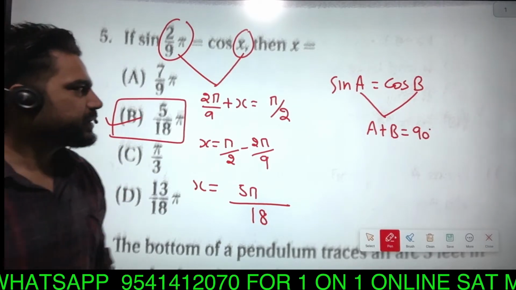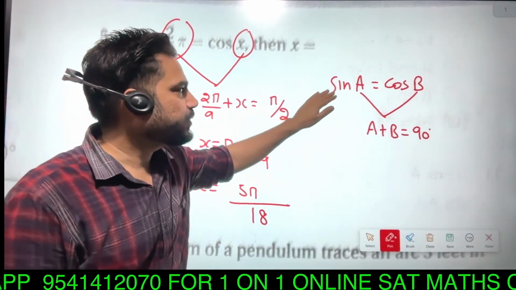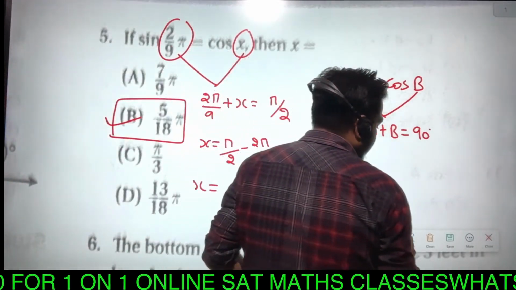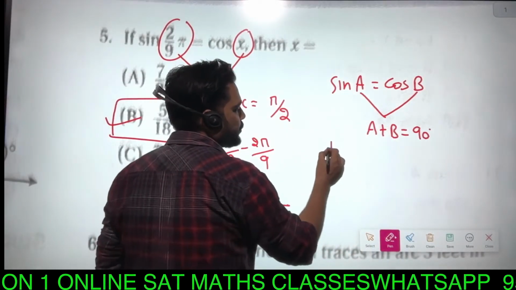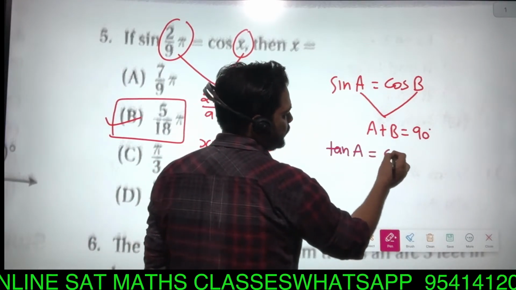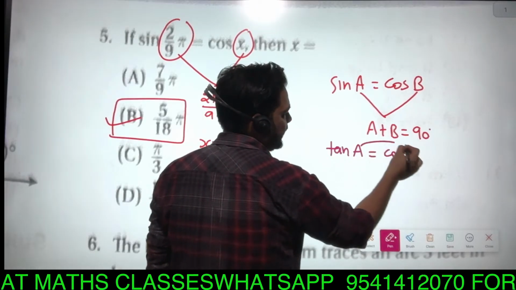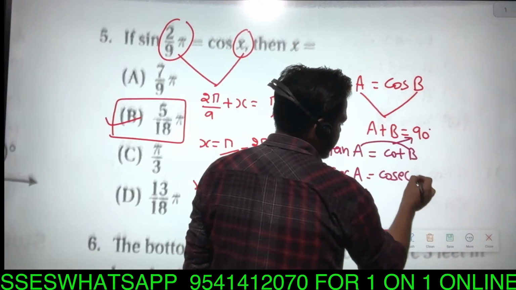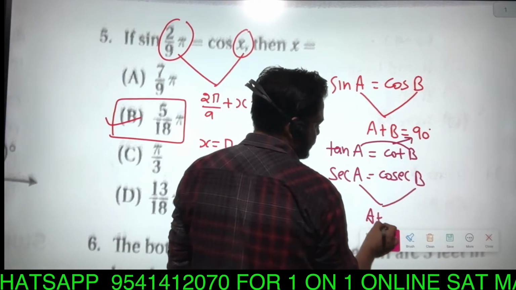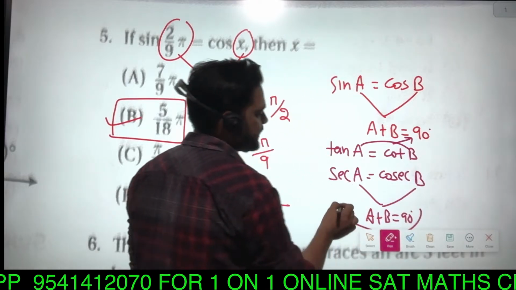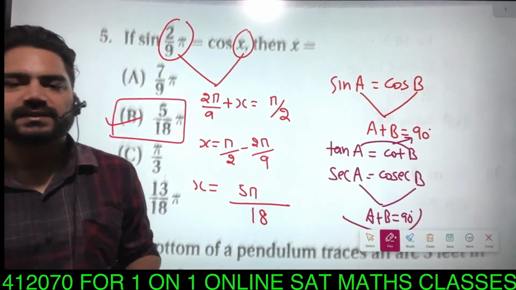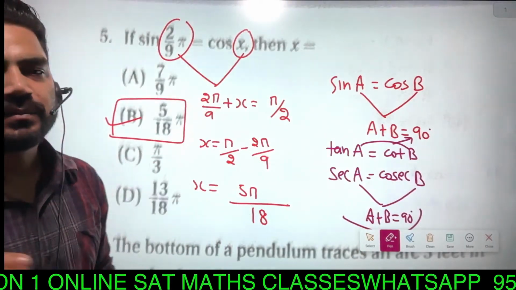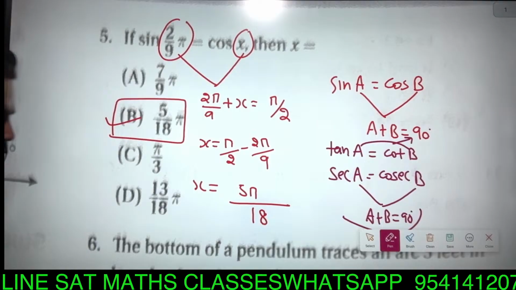Now you can remember this point, that whenever one angle of sine is equal to one angle of cos, then the sum of the angles is equal to 90. And it not only applies to sine and cos, it also applies to tan and cot. If any angle of tan is equal to any angle of cot, then the sum of the angles will be equal to 90. And similarly it also applies to secant and cosec. This trick, or formula, comes every time in the SAT exam, so you can secure one question from this formula. This is a very basic formula that is repeatedly asked in the SAT exam.